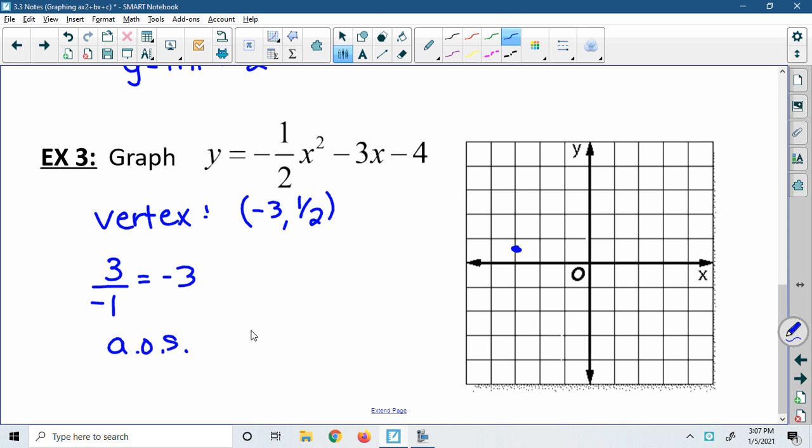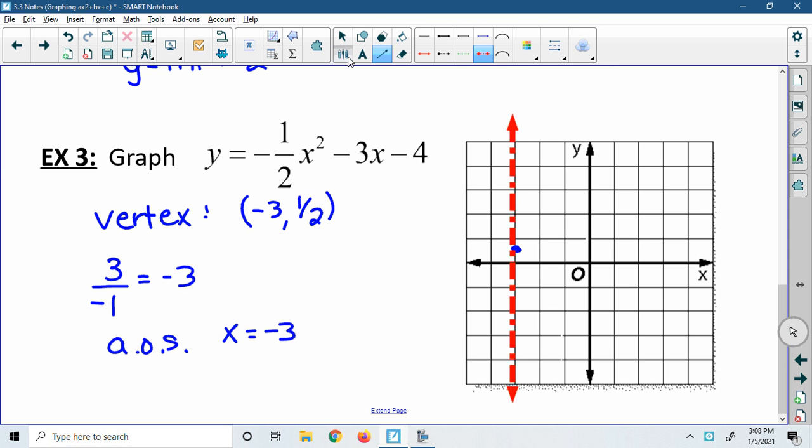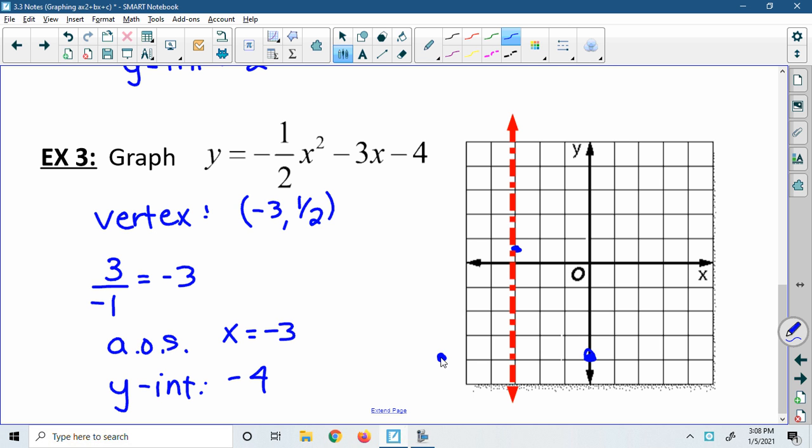Axis of symmetry would be x equals negative 3. And it'll be that vertical line going straight down through our vertex. The y-intercept would be negative 4. It's just whatever that c number is. 1, 2, 3, 4. Use symmetry to make that last point. Did I do that right? 1, 2, 3. Yeah. And then we have our parabola.